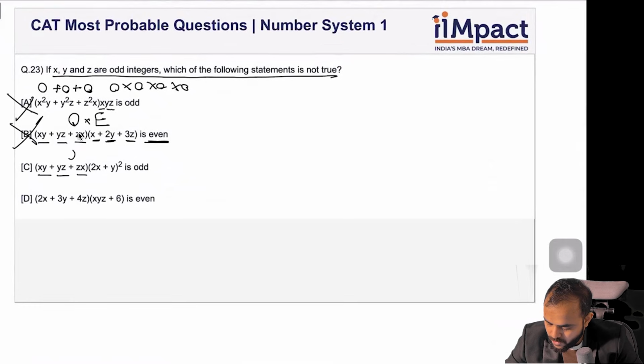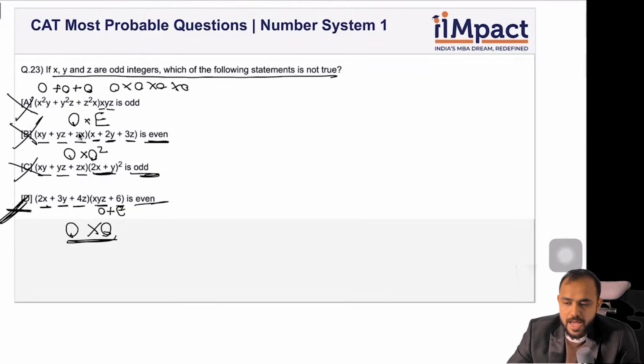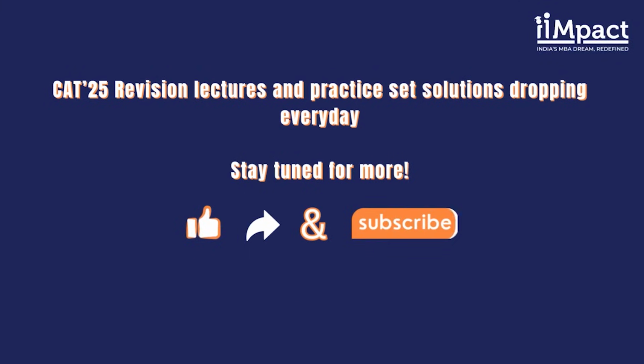Odd plus odd, which is even, into a square of an odd number. This is even plus odd, that is odd. So odd into odd square will be odd. So not our answer. We can finally check for this. Even plus even will give me even, and odd into odd will be odd, plus even will be odd. Odd into odd cannot be even. So this is not true, which means this is my answer.